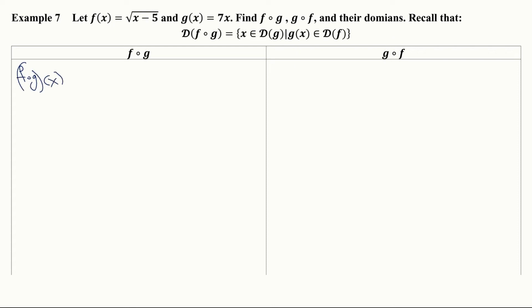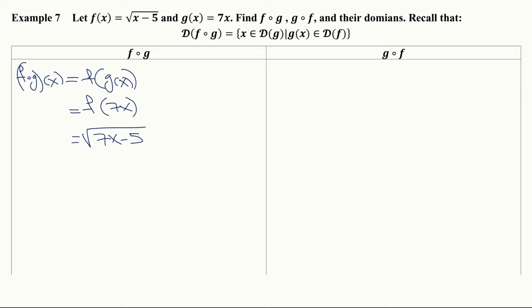Now, f circle g of x by definition means f of g of x, right? So that means f of what? What is g of x? g of x is 7x, right? Now, we want to evaluate f, but use 7x for input instead of x. So that means wherever you see x in the definition of f of x, replace it with 7x. So that's going to be the square root of 7x minus 5.